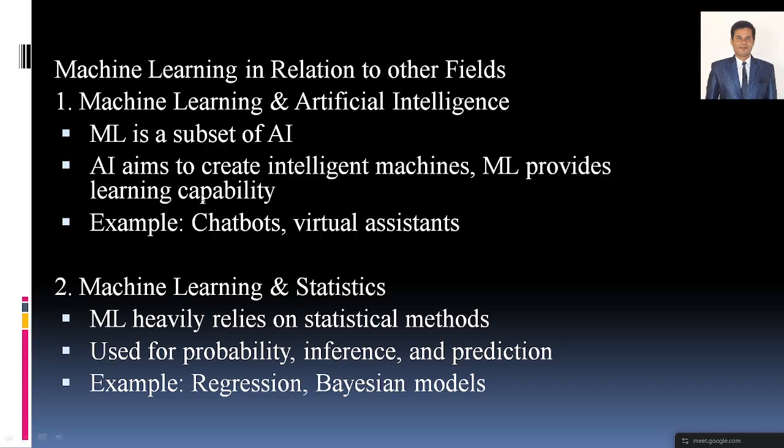AI will try to generate the machines in which machine learning will provide the learning capabilities, right? So a machine will try to learn by itself. Sometimes it will learn by itself, sometimes it will take assistance from other data also, and it will try to learn and give the proper outputs, right? An example is chatbots. If you open any website, in the right bottom you can see, do I need any help? It will ask how may I help you, right? So that is called a chatbot.